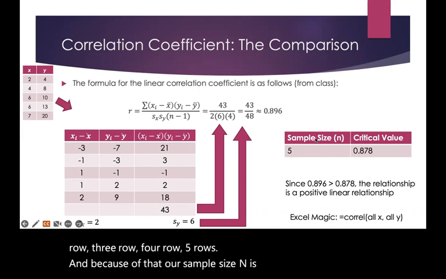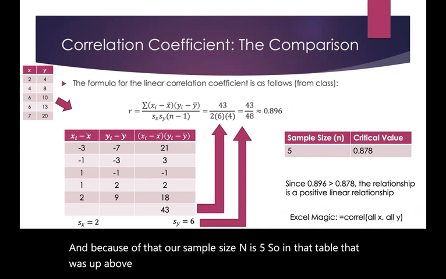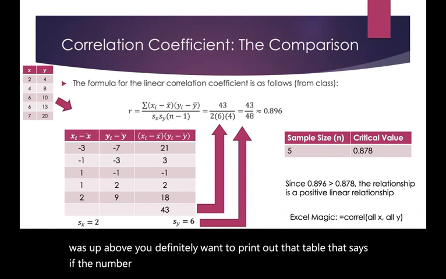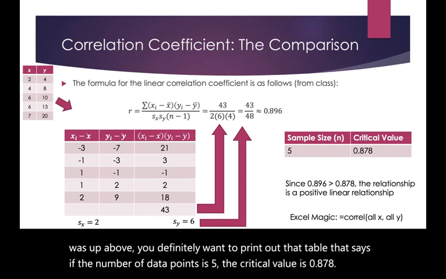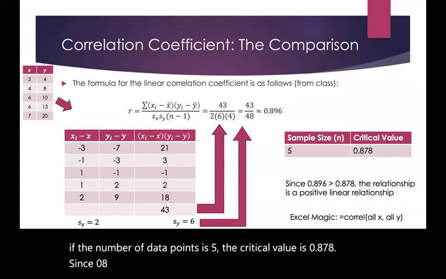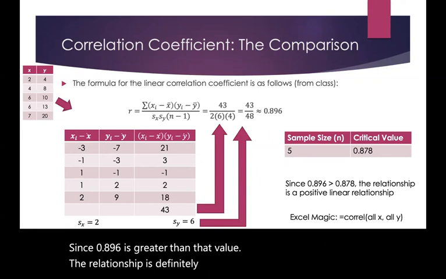So in that table that was up above, you definitely want to print out that table. That says if the number of data points is 5, the critical value is 0.878. Now, since 0.896 is greater than that value, the relationship is definitely a positive linear relationship.